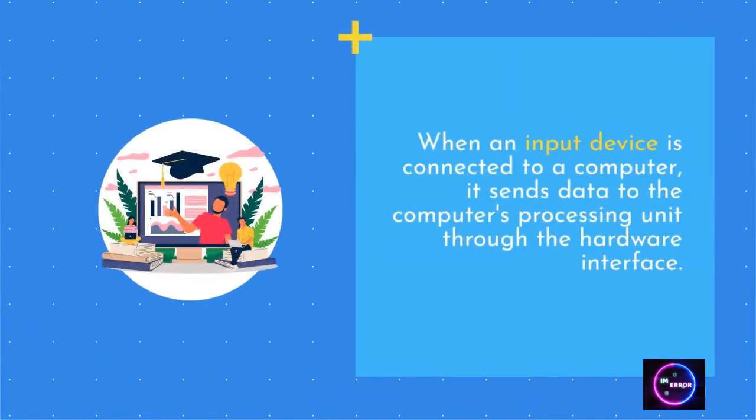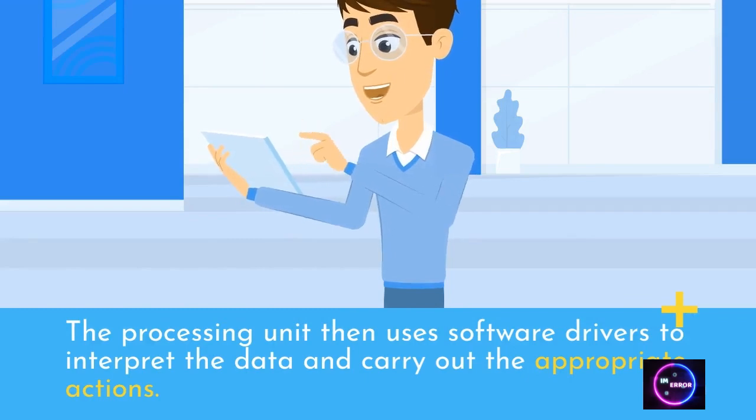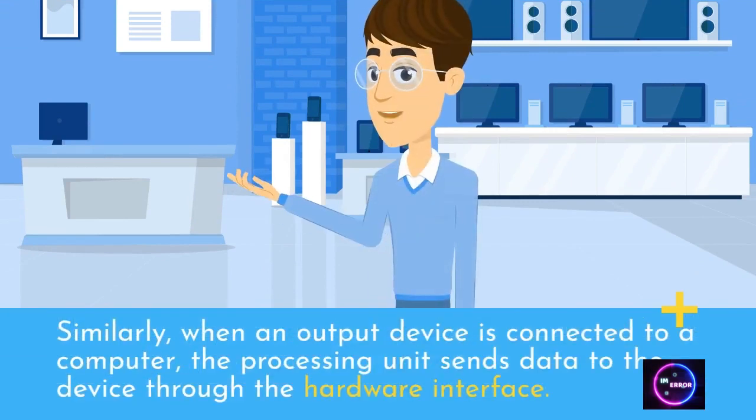When an input device is connected to a computer, it sends data to the computer's processing unit through the hardware interface. The processing unit then uses software drivers to interpret the data and carry out the appropriate actions. Similarly, when an output device is connected to a computer, the processing unit sends data to the device through the hardware interface.